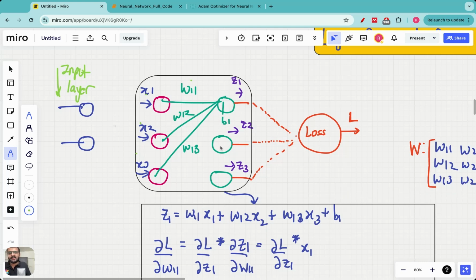The bias is B1. Similarly for the second neuron and third neuron. So I want to find the partial derivative of the loss with respect to all these weights, all these biases, and these three inputs as well. So let me see how to do that.